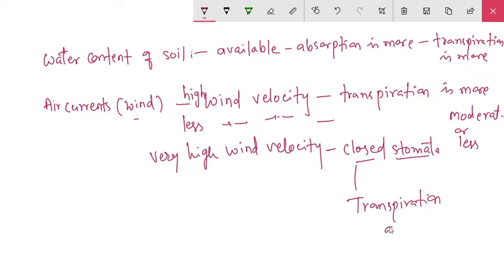So the wind is most important for the rate of transpiration. At high wind velocity, transpiration is more. At less wind velocity, the transpiration is moderate or less. But when there is a very high wind velocity, the stomata get closed and the rate of transpiration decreases.